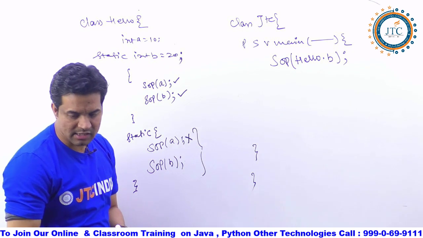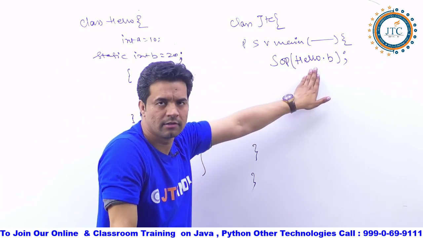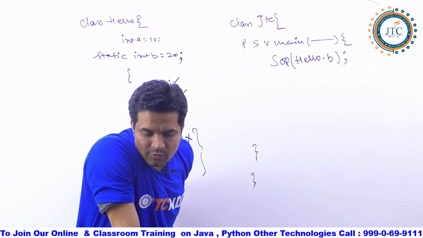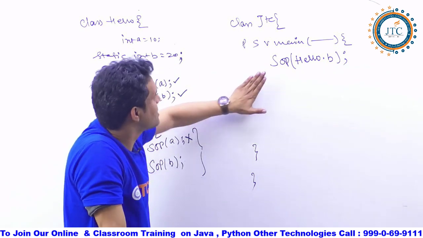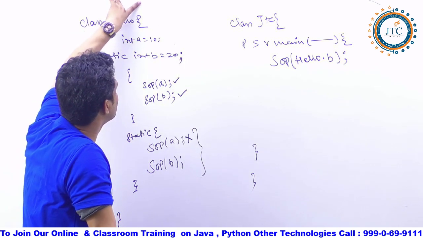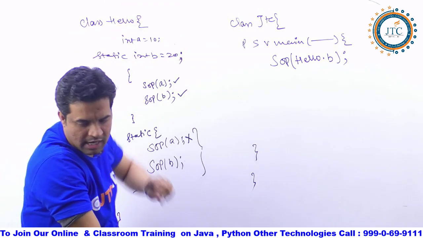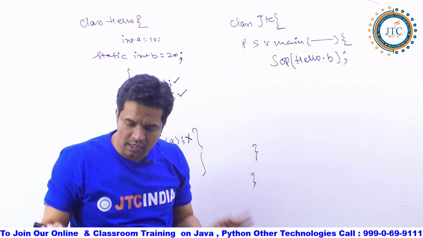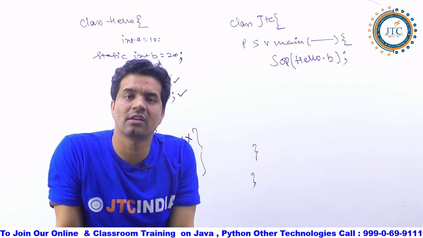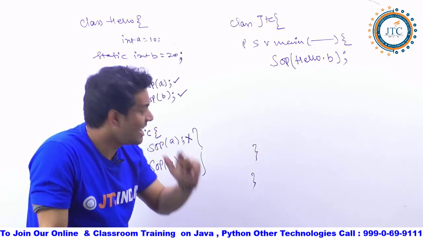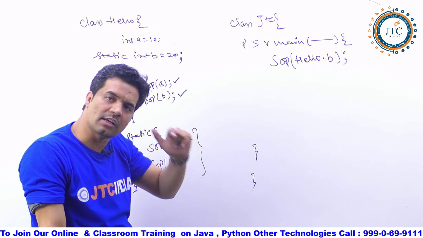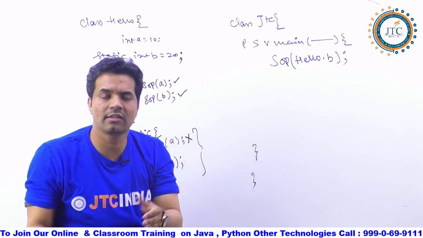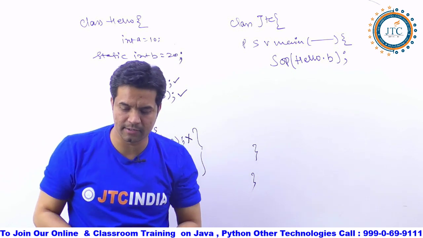So here, when I have accessed Hello.B, what is it going to do? It will check internally whether this class Hello has been loaded or not. If the class Hello has been loaded, then it is not going to load it again. At the time of loading, what it does, I will explain.